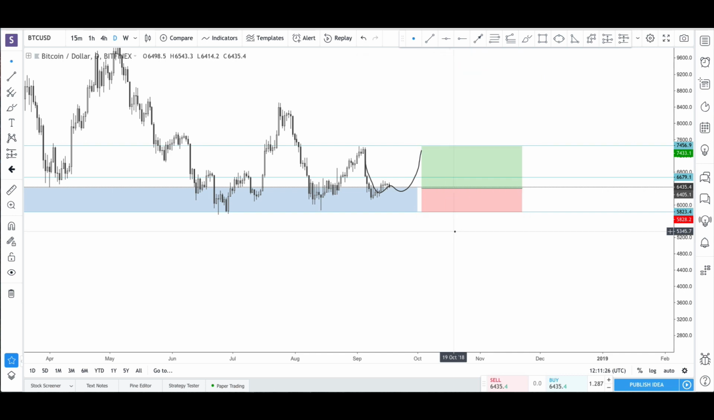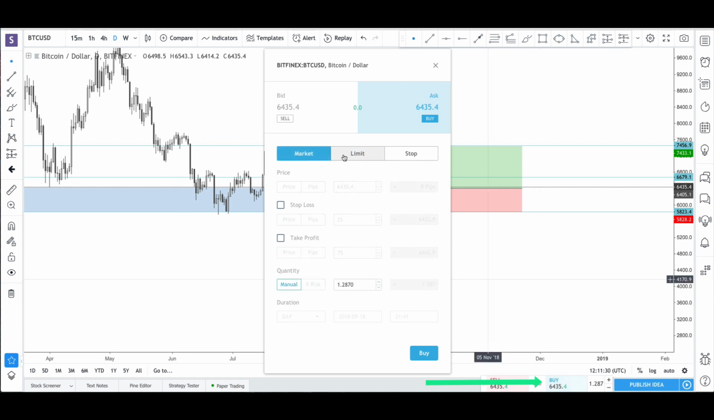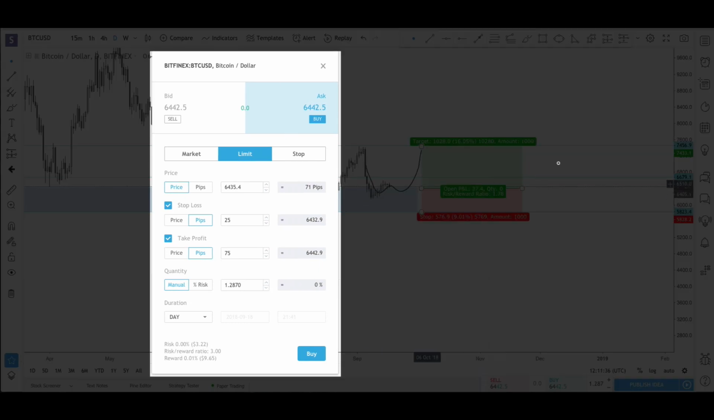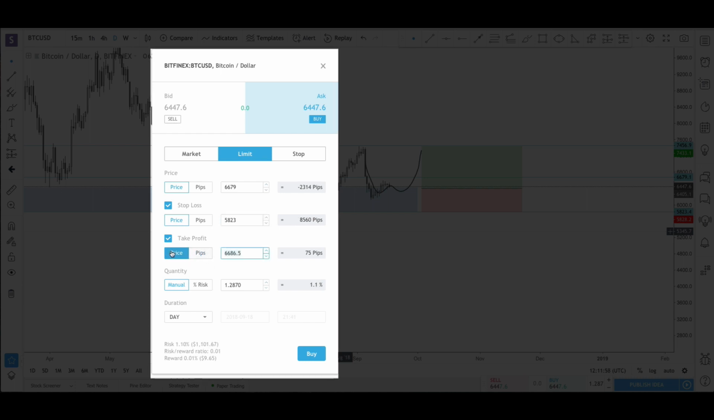And again, this time we're going to hit buy. We're going to do limit. We're going to have a stop loss and a take profit. And we'll just use our blue lines as a guide. So the limit buy will be at 6679. My stop loss I want in price, and that will be at 5823. And my take profit in price as well at 7456.